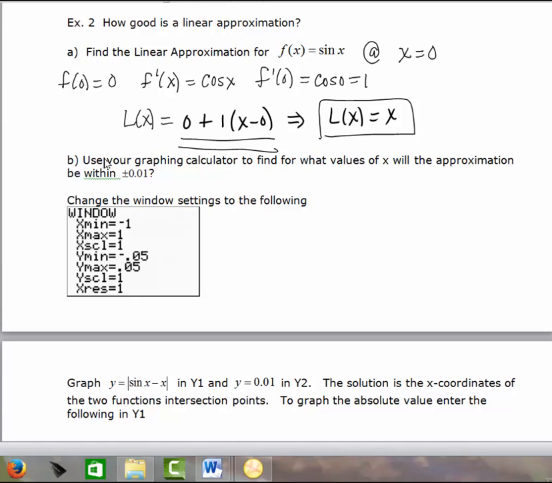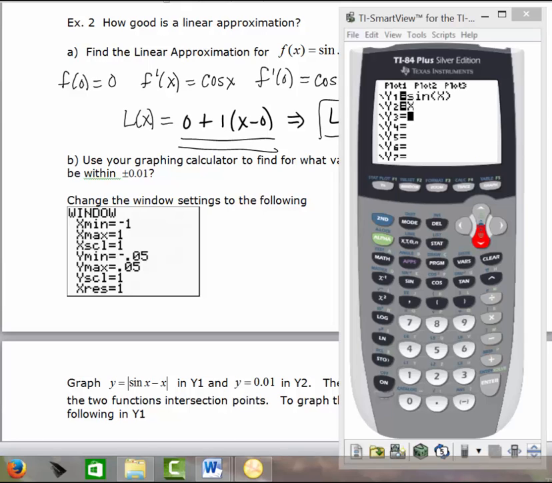What we want to find out is, using the calculator, for what values of x the approximation will be within plus or minus 0.01. To do this, first of all, we want to set up our window. We want negative 1 to 1 for our x window, and for y we're going to go from negative 0.05 to 0.05. So I've set up my window to match the window on the worksheet.